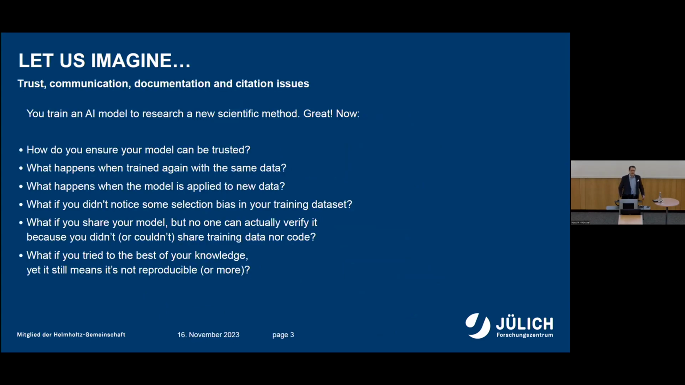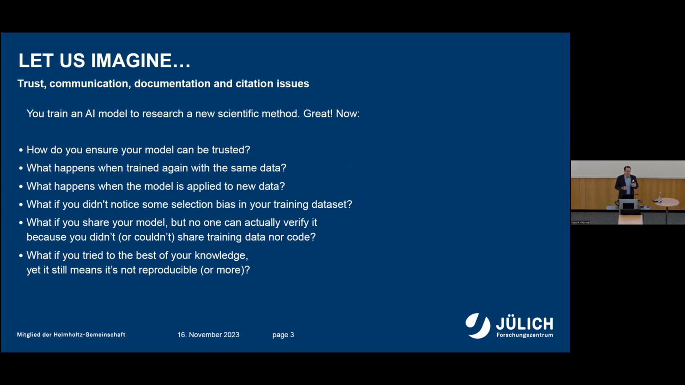So for a second, let's imagine that we would be doing something that is quite common these days. We're looking for a new scientific method to answer some kind of research question, and we do this with the help of a trained AI model, and we come up with that. That's great. It's a great tool. But after having that work done, we should ask ourselves some questions, like how can we actually be sure that this model that we just trained can be trusted?